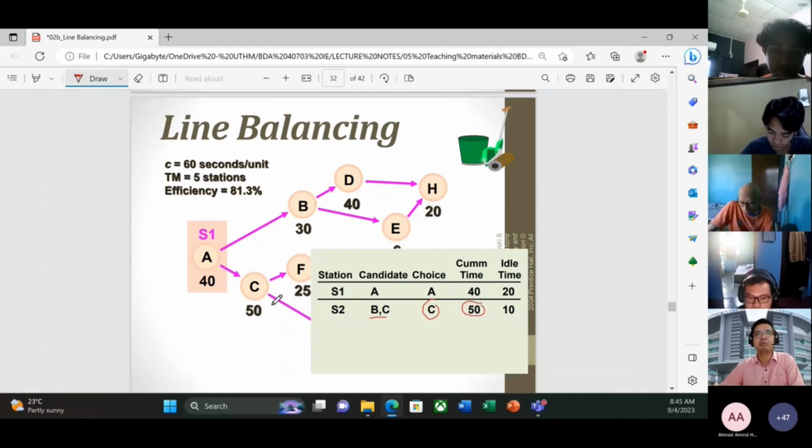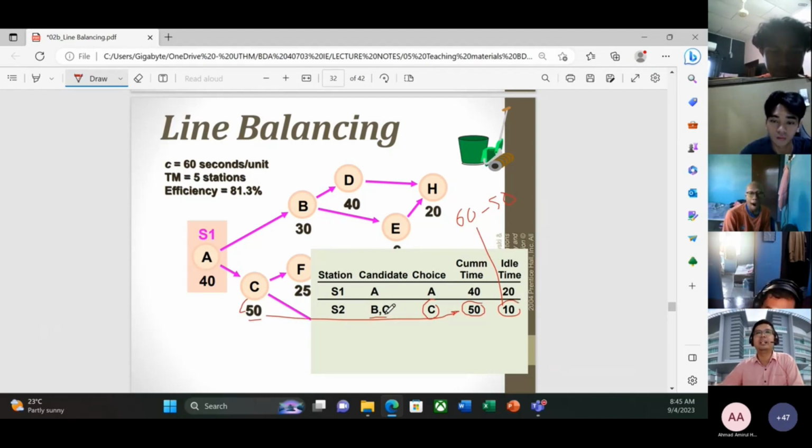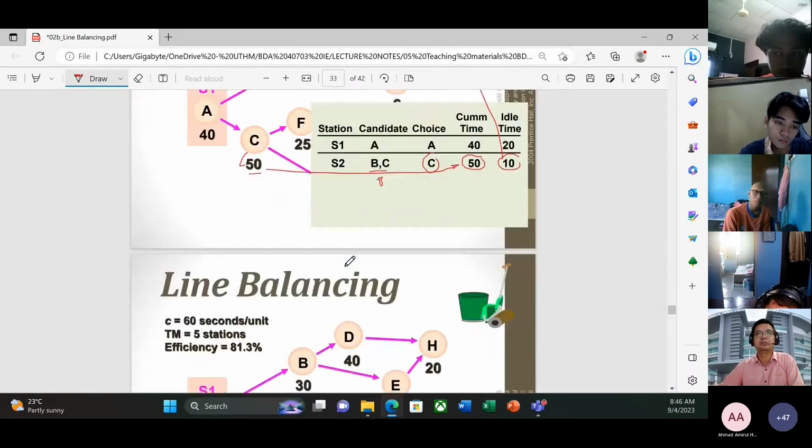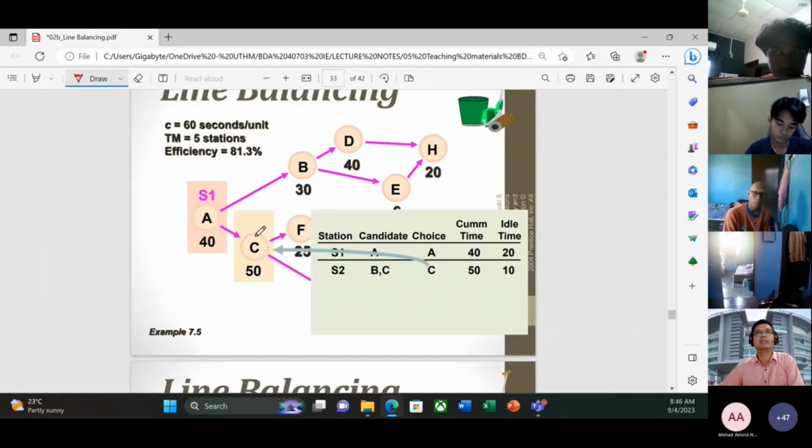Where do we get the cumulative time? Based on our work element here. Put it here. How do we calculate the idle time? 60 minus 50, so we get 10. Is there any other candidate? If we just add B, for example, B is 30, so 50 plus 30 is 80, right? That is more than our cycle time of 60 seconds per unit. So station 2 has only C. This is number 2. So station number 1 we get 40, station number 2 we get 50. Okay, clear?